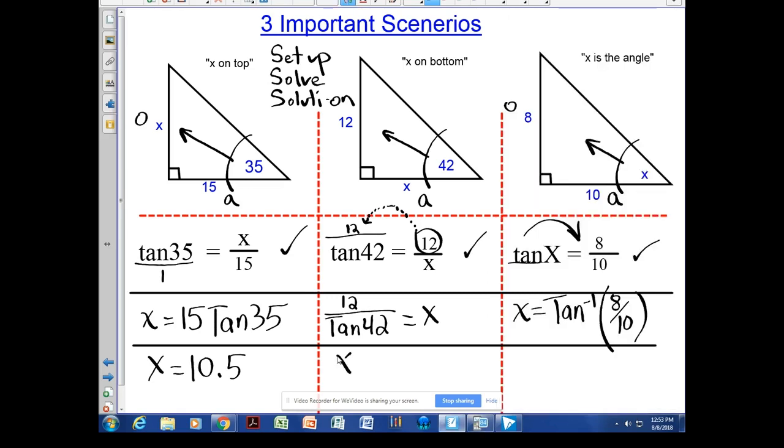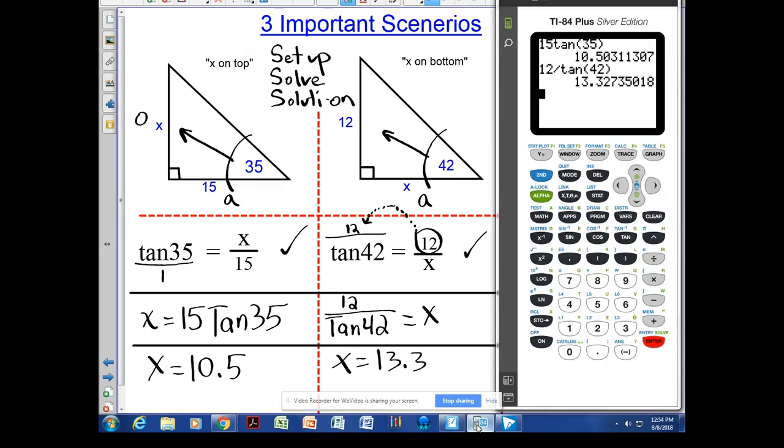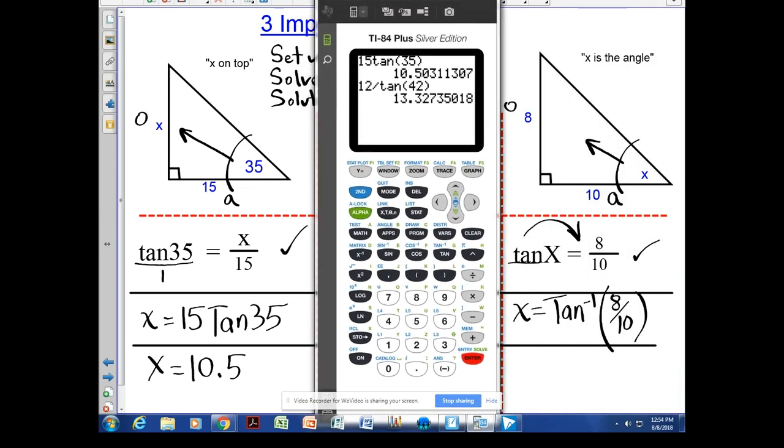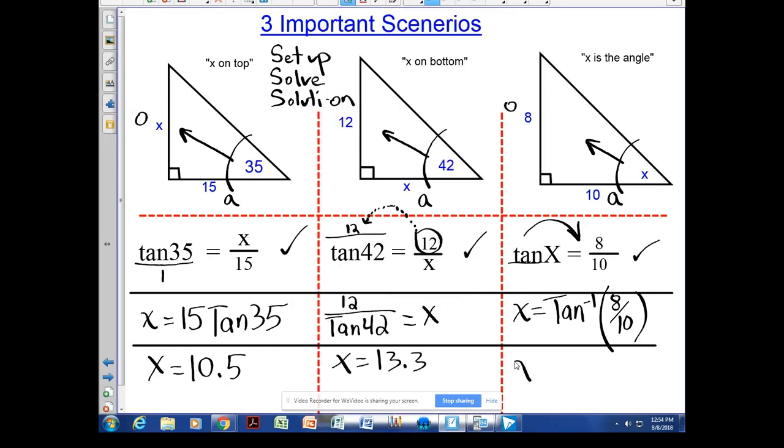X equal to 13.3. And finally, the last problem, looking for the angle here, we're going to use the second button, then the tan button, and we can see that tan to the power of -1 came up, and open parentheses, and we're going to put the fraction into the parentheses, 8 divided by 10, enter, and we can see that our angle will be equal to 38.7 degrees.